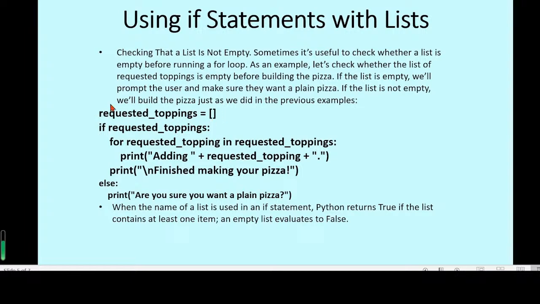So we first create an empty list for requested toppings. Just next we will run if requested_toppings, which means if requested_toppings has at least one element and is not empty, then it will run the for loop. Else, if requested_toppings is empty, we will run another message. So when the name of a list is used in an if statement, Python returns True if the list contains at least one item. An empty list will evaluate to False in this conditional test.